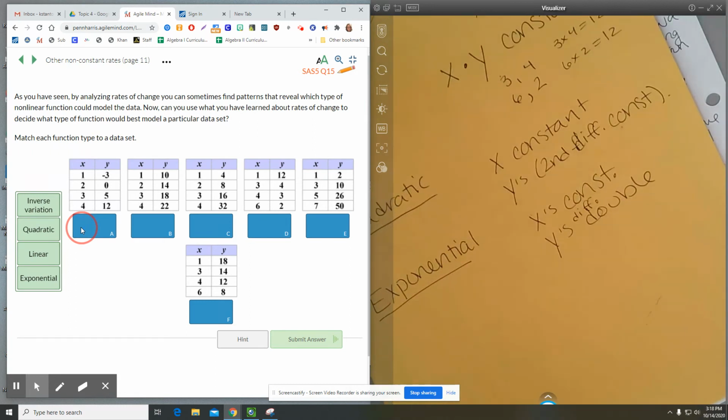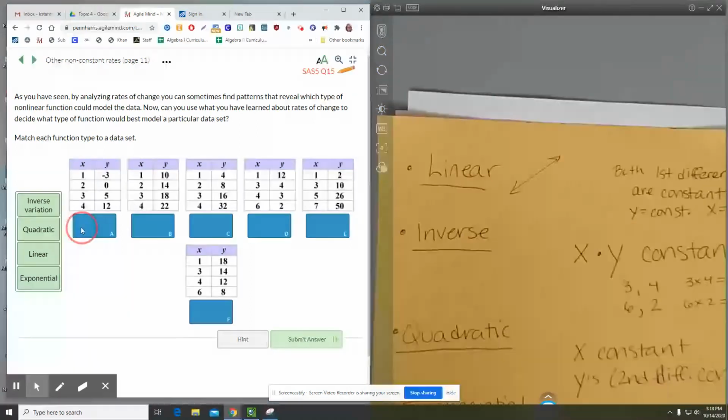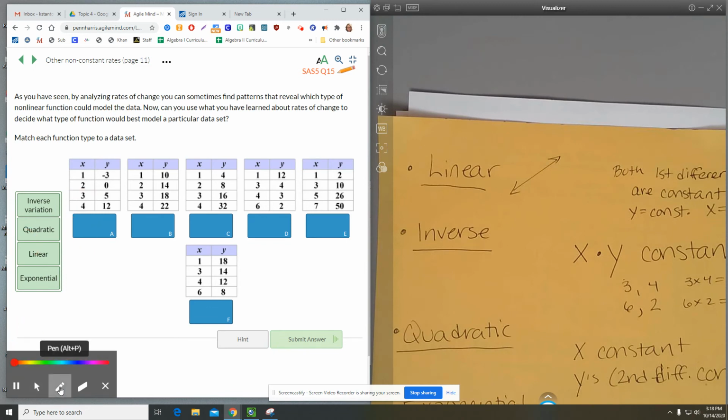So let's go ahead and look at this on my chart here. Maybe I can even use my little pen. Here we go. We're going to use pink. The difference between my 1 and my 2 is 1. 2 and 3 is 1. 3 and 4 is 1. All right, my x's are constant here, so we're doing good. Let's take a look at my y's. From -3 to 0, it goes up 3. From 0 to 5, it goes up by 5. And from 5 to 12, it goes up by 7.